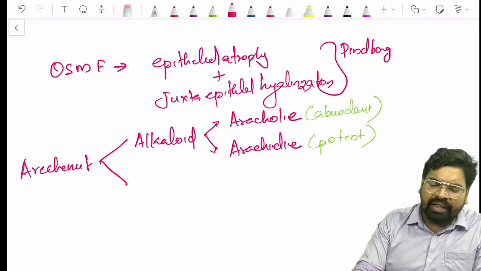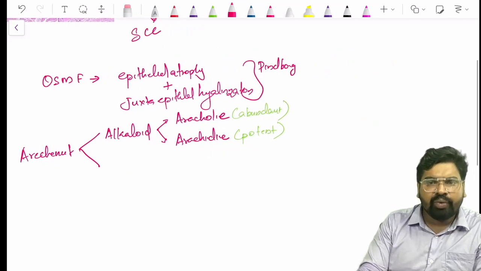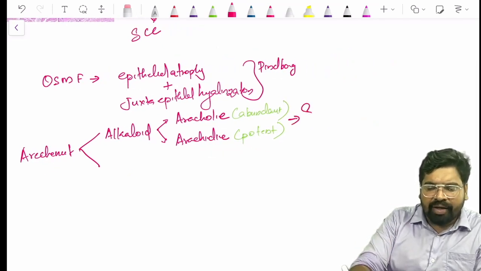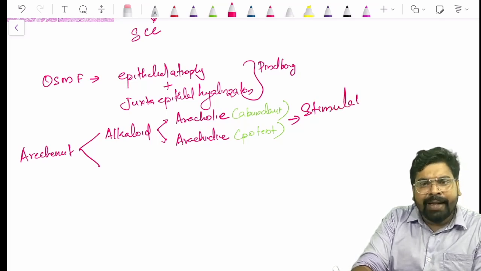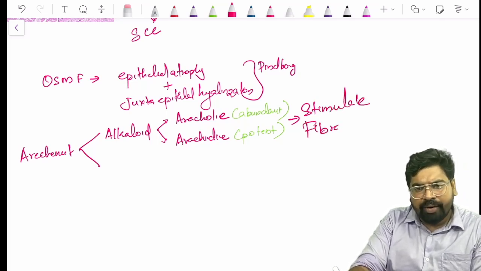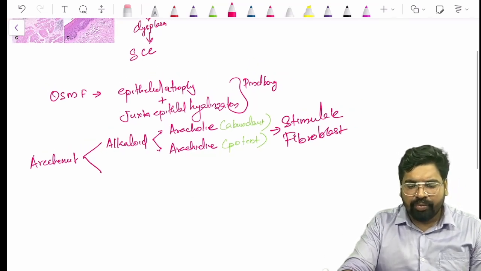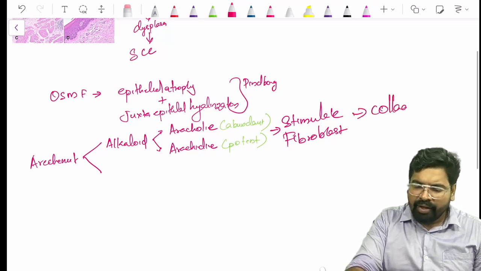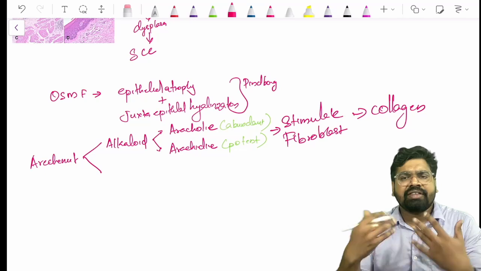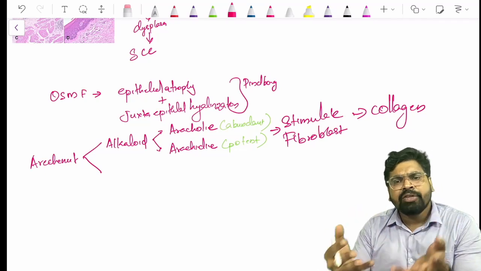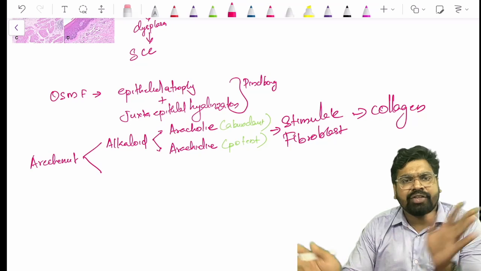Okay, and what is the function? What they do is that they will stimulate your fibroblast. Now, what is the function of fibroblast? Fibroblast is going to produce collagen. So much collagen the fibroblast will secrete, so there is so much collagen in your connective tissue.